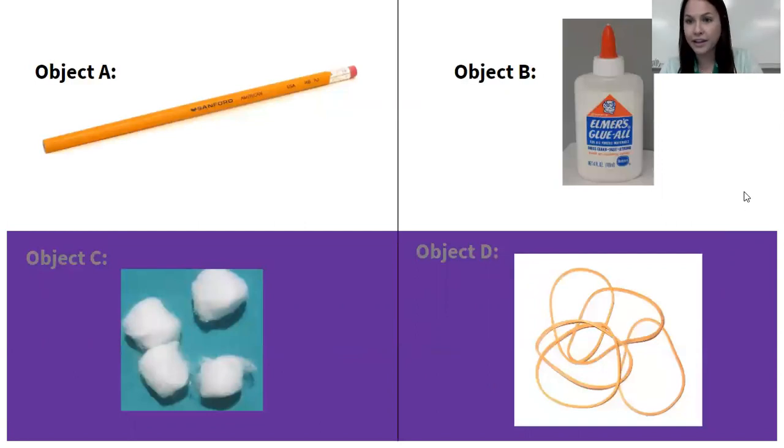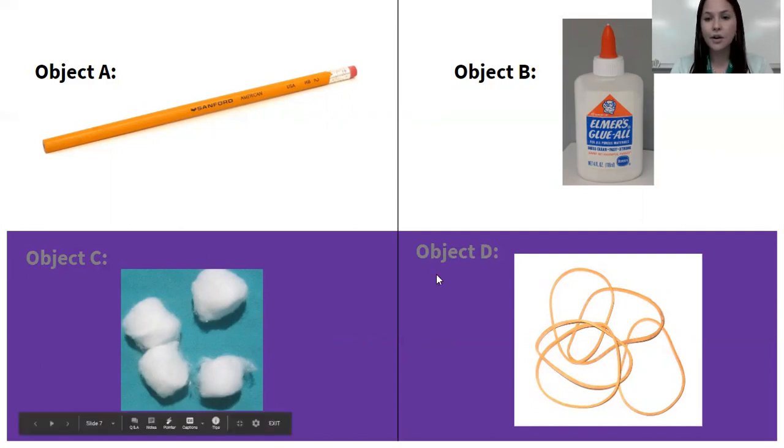Now, this is where it gets exciting. I want you to pick one of these objects. Object A, Object B, Object C, or Object D. Go ahead and look at them, and I want you to pick one object. Then you're going to go to your classwork, and you are going to describe the properties of these materials.